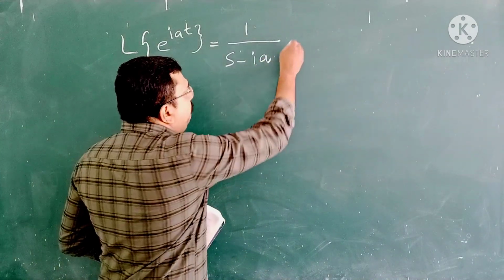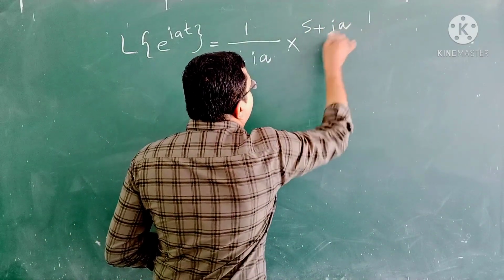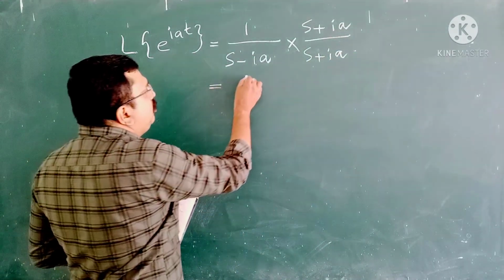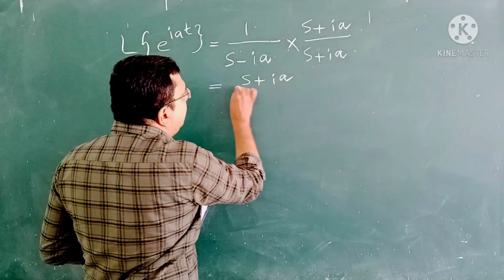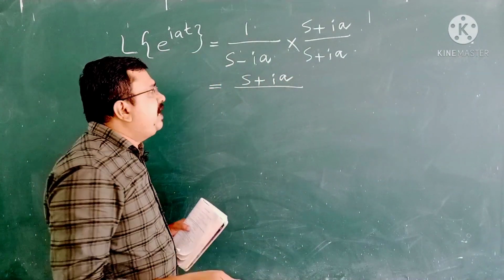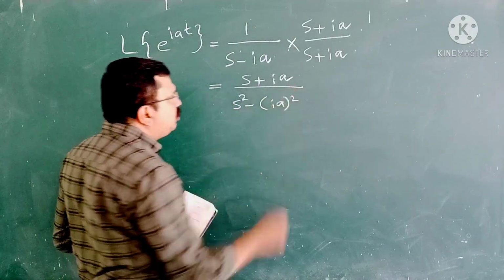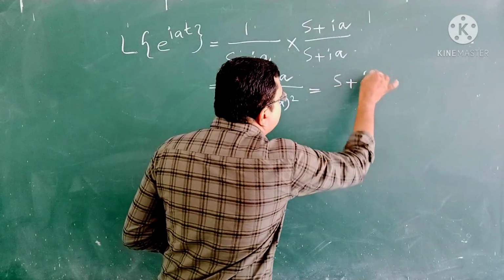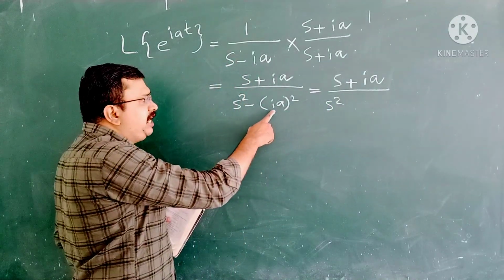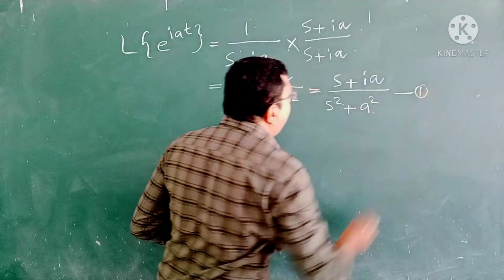Then we multiply the numerator and the denominator by s plus ia divided by s plus ia. Then we will get s plus ia divided by, this is of the form a plus b into a minus b, that is a square minus b square, that is s square minus ia the whole square, that is equal to s plus ia divided by s square. We know that i square is minus 1, so minus 1 into minus gives plus a square. Suppose that this is our equation number 1.